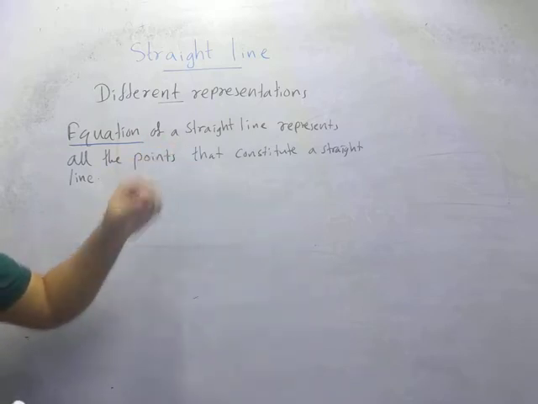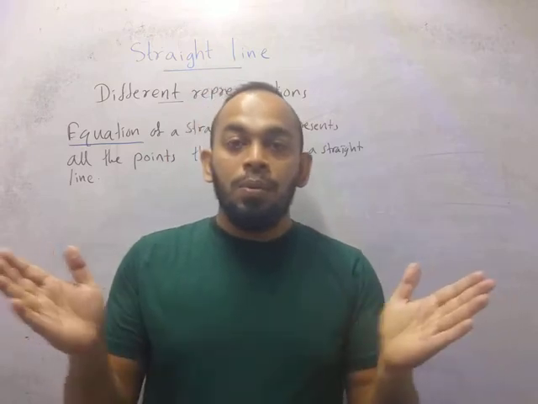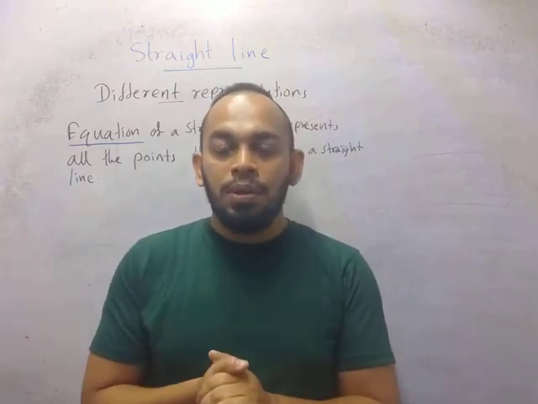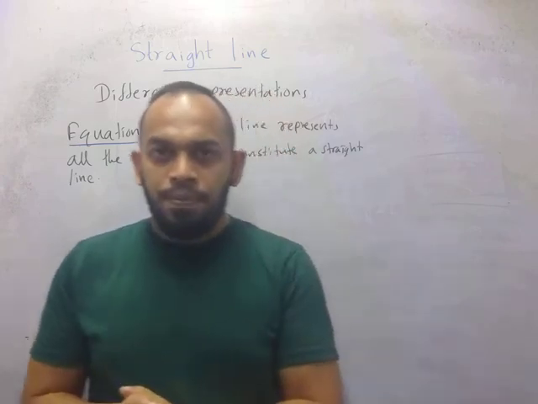Good. So, the equation of a straight line. Now we need to give them a name. There are different human beings in the world, so we have to identify each one of them. So we give them a name.